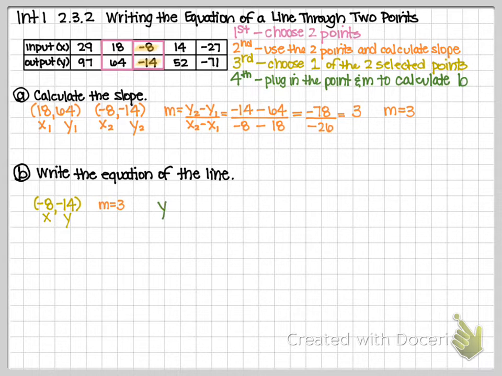So I know my equation, y equals mx plus b. I know that my y from my point was -14. So I'm going to plug a -14 in for the y. I know the m we just calculated was 3. I also know the x from the point that was chosen is -8. I don't know what b is, though, so I'm going to put a plus b there.